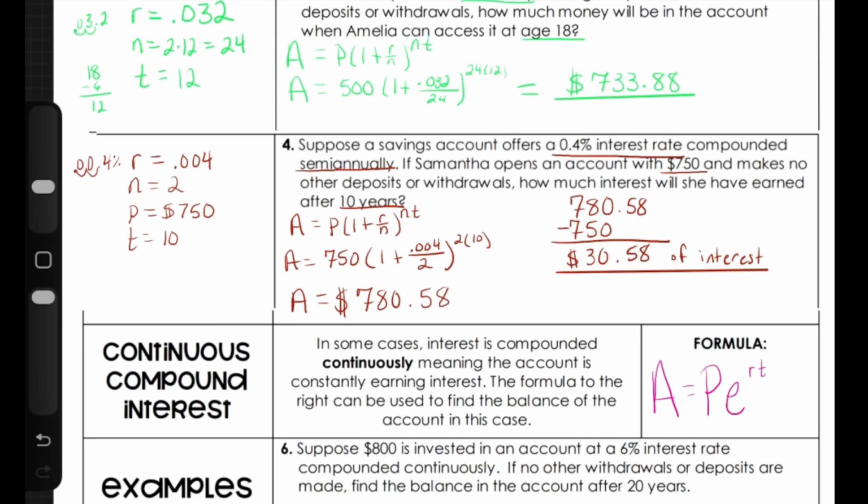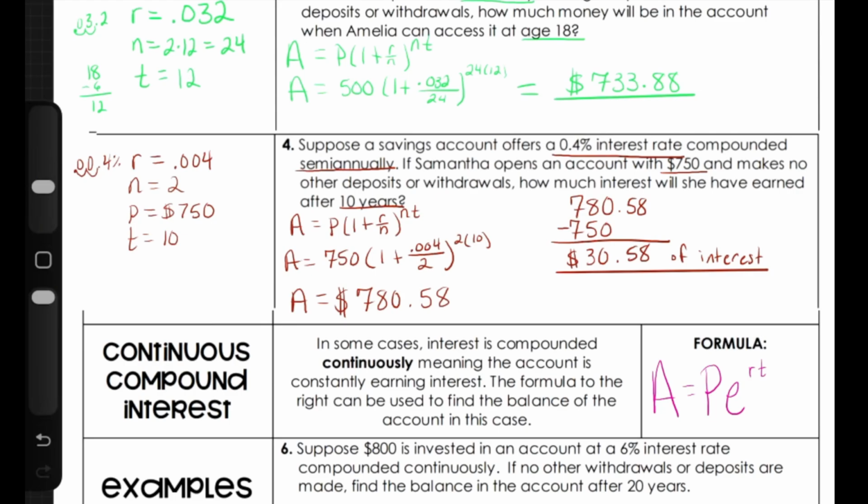Now e is like pi, it's a set number, so it is not just a variable. If you put a variable into your calculator, you are going to get an error. You have to use the proper e. It is equal to about 2.718, and so on and so forth, just how pi is 3.14, and so on and so forth.